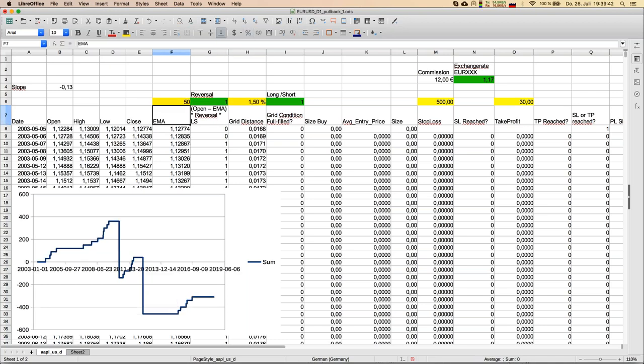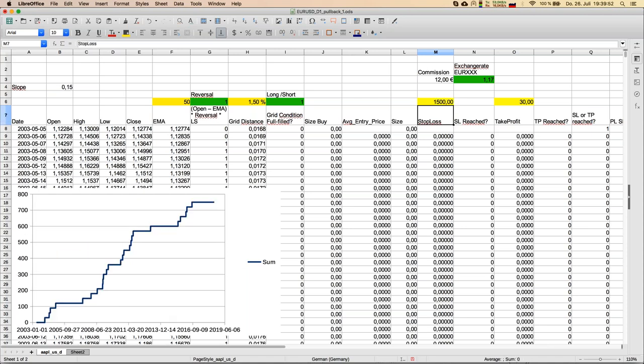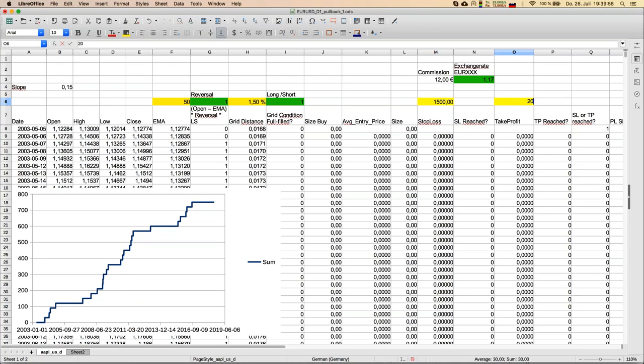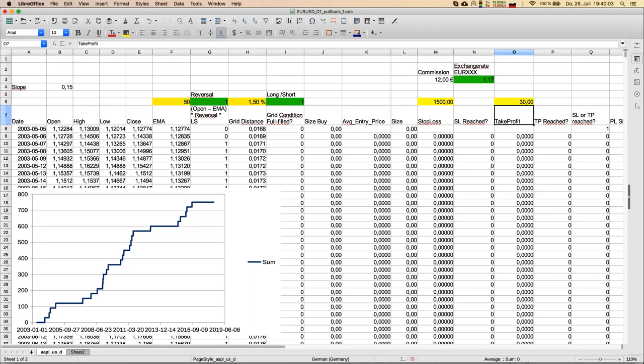maybe to that value. It looks a little bit better, so we may need higher stop loss values, but not to that extent, maybe even going to the double value like this one. And now, okay, we have something. Let's check the take profit as well. It's getting worse, so let's go this way. You see, we have our 4 degrees of freedom and we can do our optimization process for our strategy.